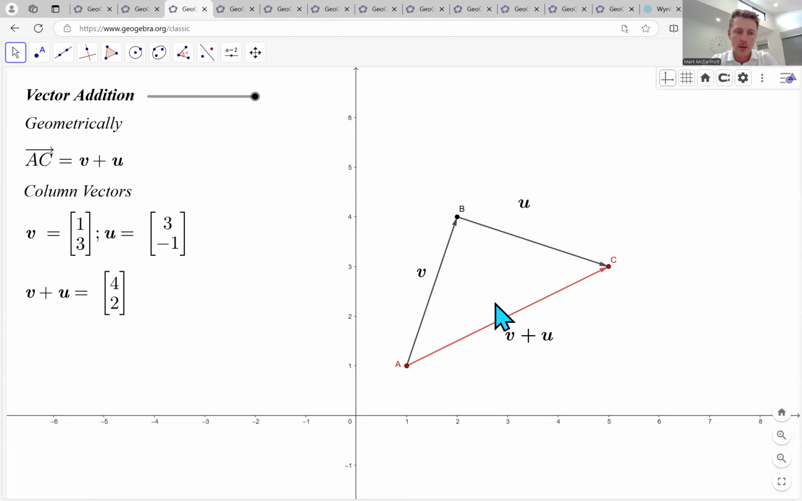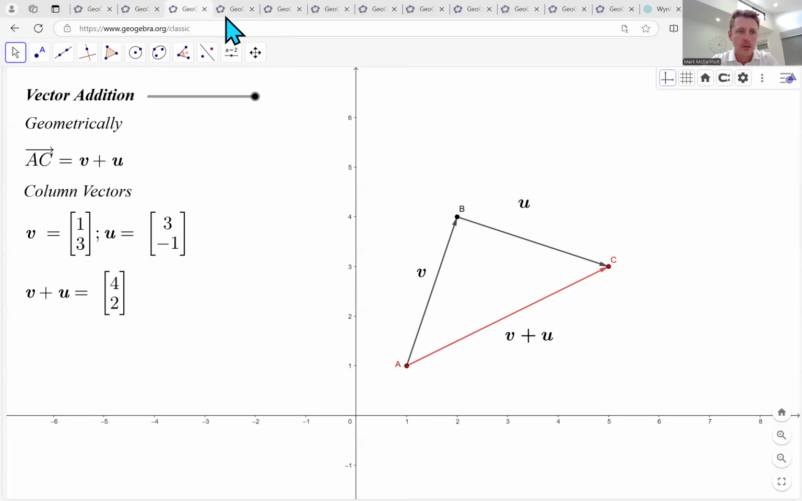So that is this situation here. And if we're adding them as column vectors, we just add the elements together, just like you do when you add matrices. So 1 plus 3 is 4, 3 plus -1 is 2. So you end up getting this situation going on. And yeah, that's how you do vector addition. Again, tail to tip is sort of how you remember how to add them geometrically.